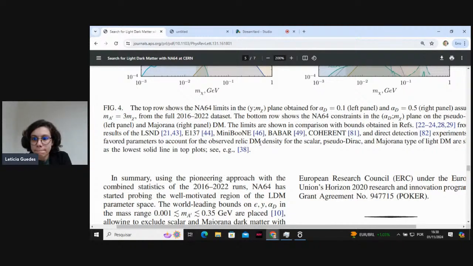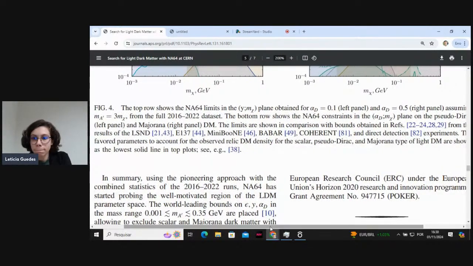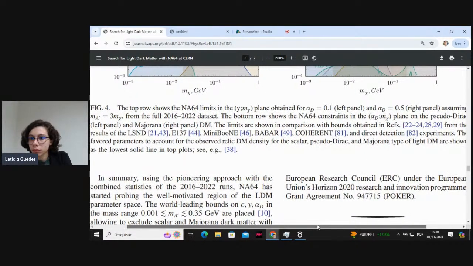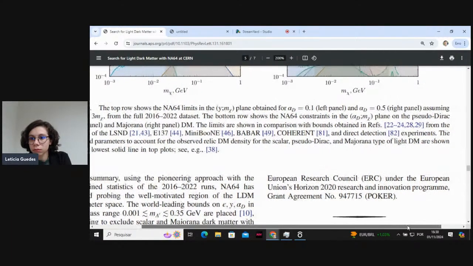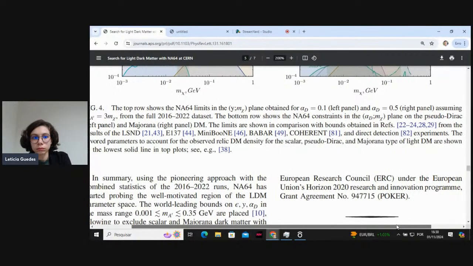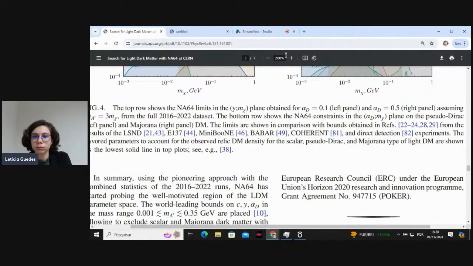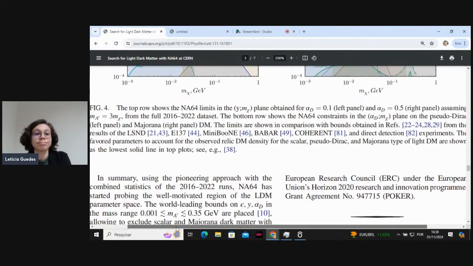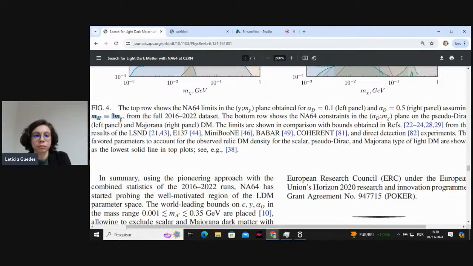Let's see. Okay, alpha D 0.1 left panel, alpha D 0.5 right panel, assuming A prime equals 3 and U prime. Okay. Maybe that's the reason. Yeah, they're fixing the mass ratio. Maybe when you fix it, somehow the relic density won't change.